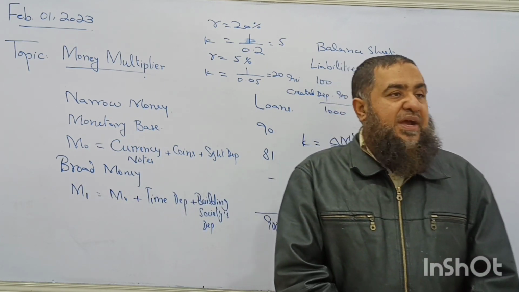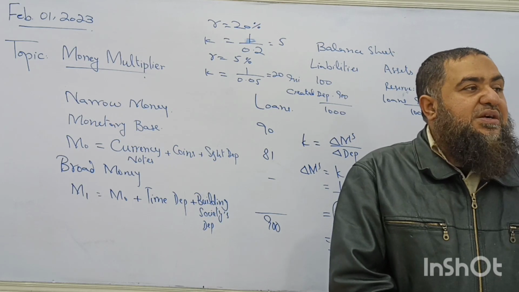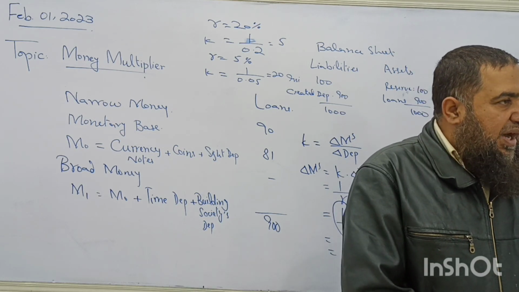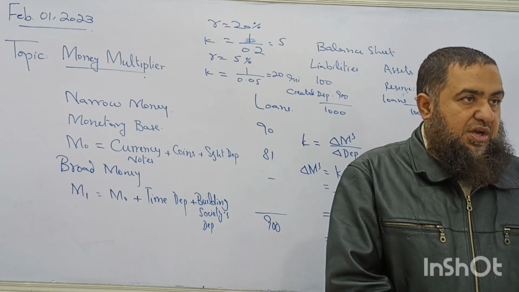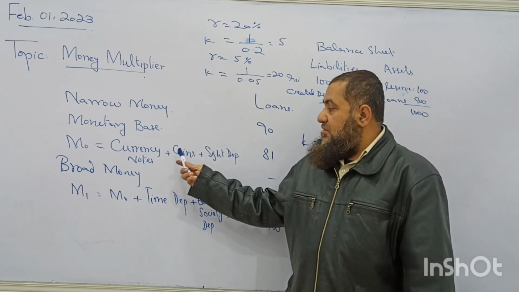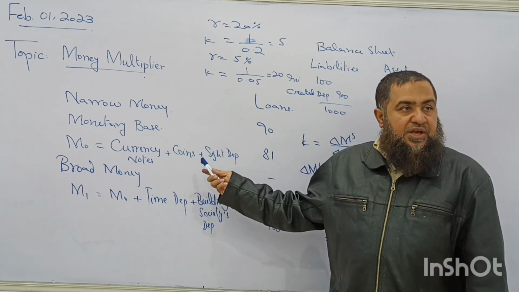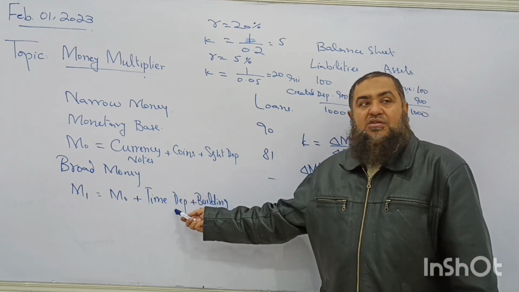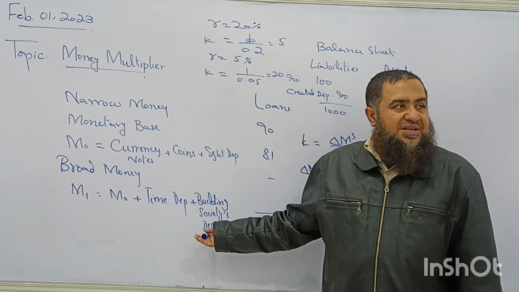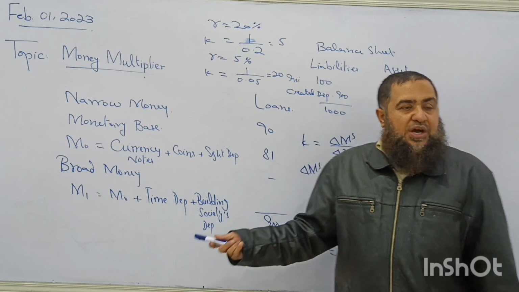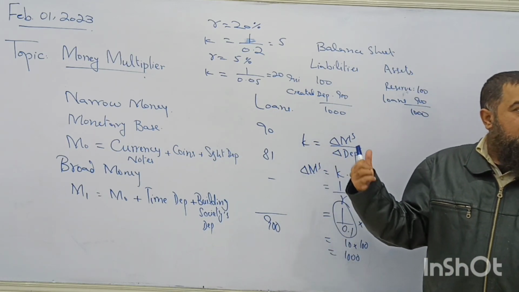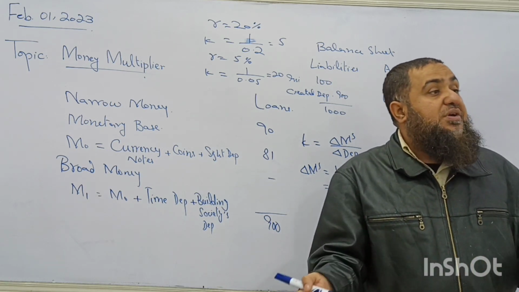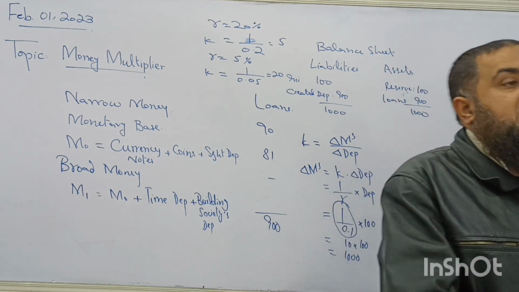Now the central bank will decide what type of money supply it is going to control in the economy. Whether it is going to control this narrow money, usually they keep an eye on the broad money because they are the time deposits. So according to that, the central bank will change the reserve ratio, deciding which type of money it is going to control by using the monetary policy.